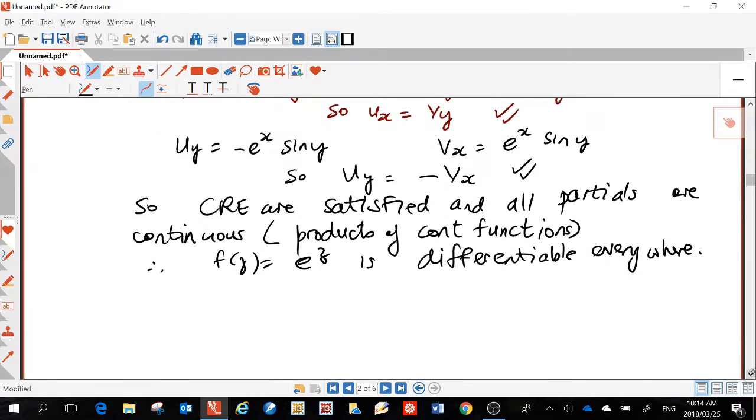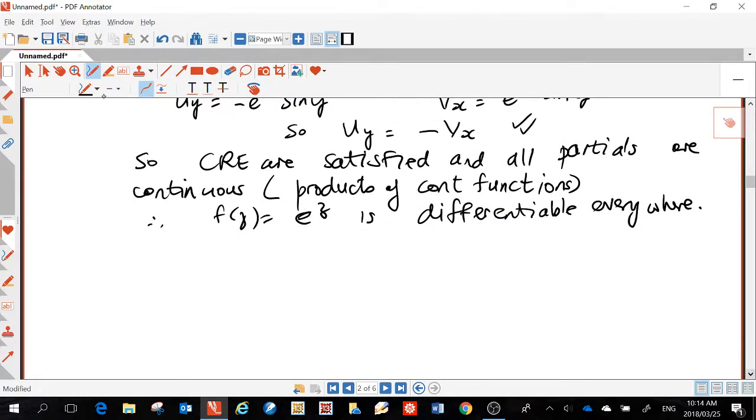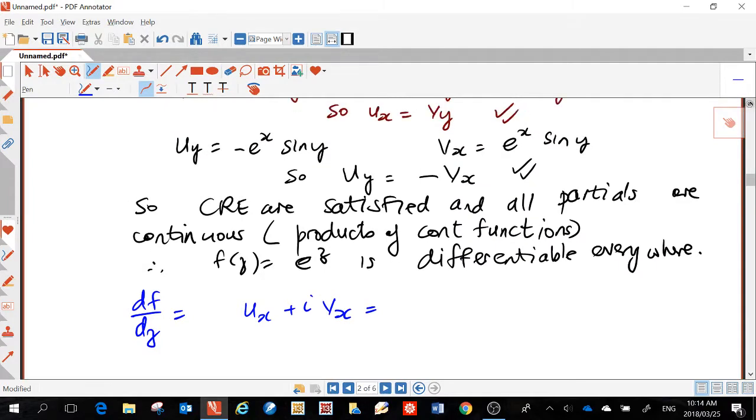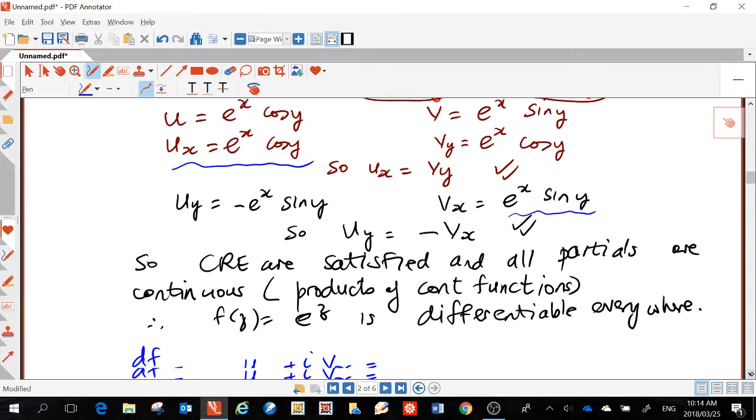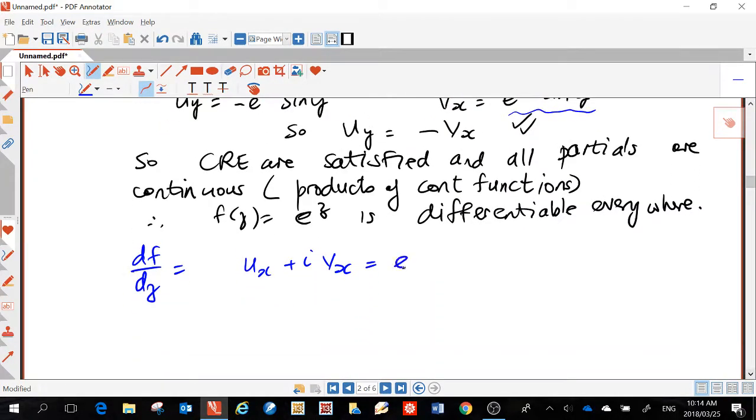Now what is the derivative of f of z? Well, you can write the derivative in two possible ways. You can either work with the ux part. For example, you can write df dz is equal to ux plus i vx. That will be the derivative. And if you go back to the top, what is ux? Here we go. e to the x cos y, whereas vx is e to the x sine y. e to the x cos y plus i e to the x sine y.